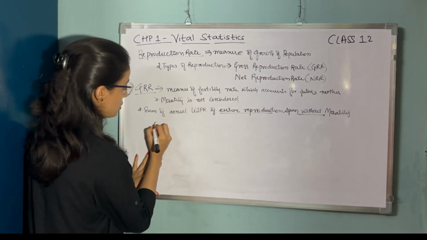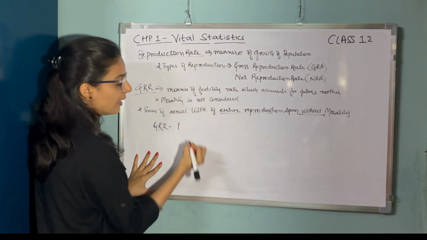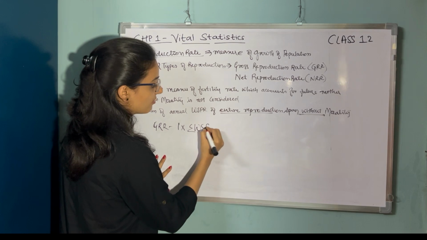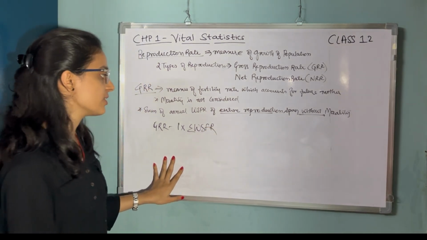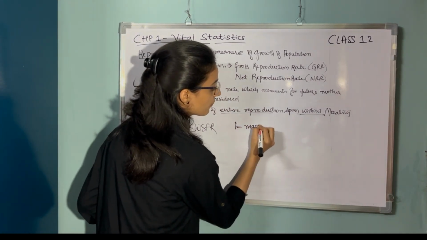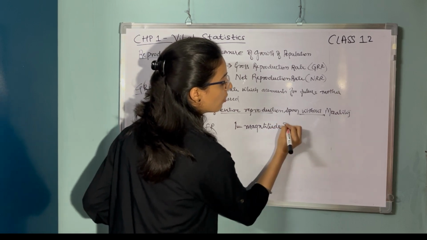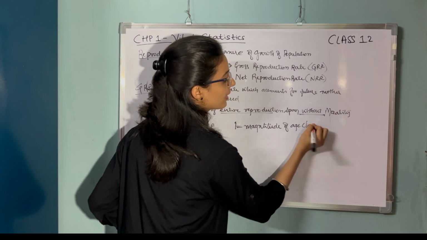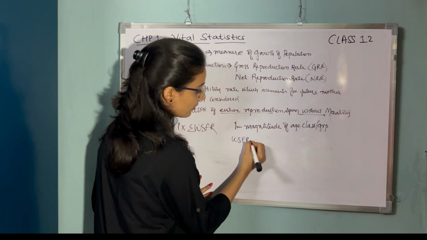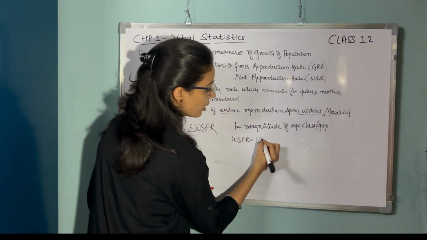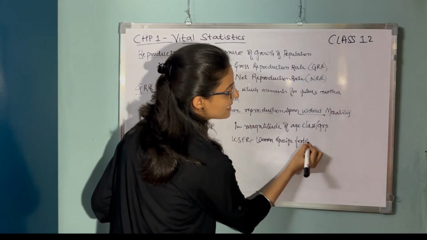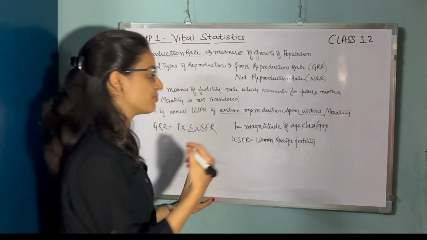So the formula for GRR is I into summation WSFR. What is this I? I is the magnitude of age class or age group. WSFR is women specific fertility rate, same as we just looked into with age specific fertility rate.